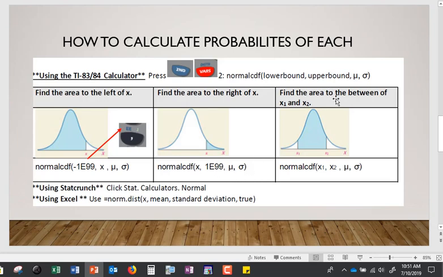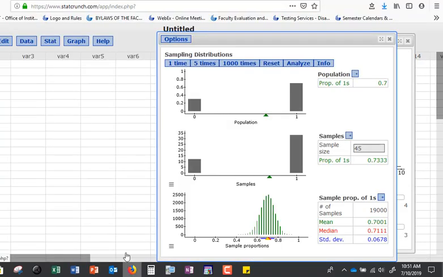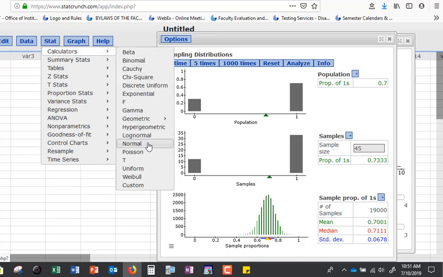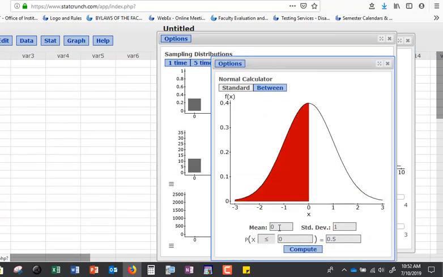If you're finding the area between 2 points, your lower bound is the value that's on the left, the smaller number. Your upper bound is the largest number, the number that's on the right. And then your mean, and then your standard deviation. If you're a StatCrunch person, then you're going to Stats, Calculators, Normal. You're entering your mean here, your standard deviation here.